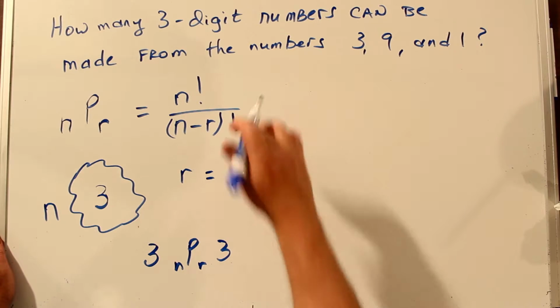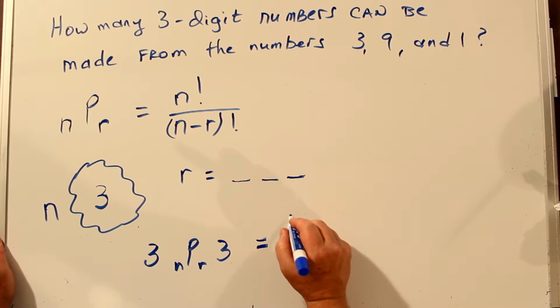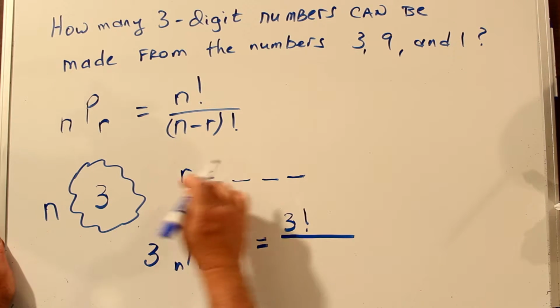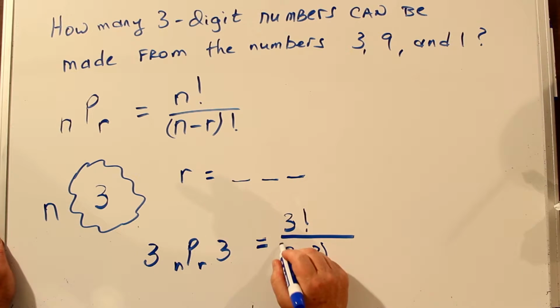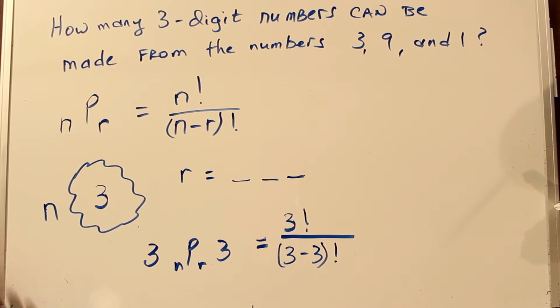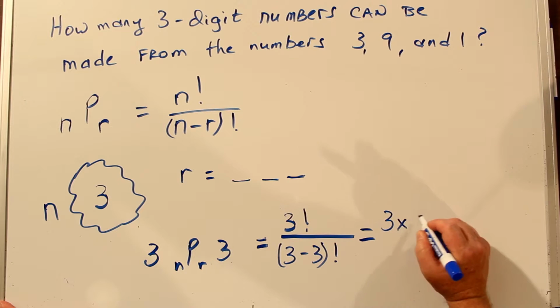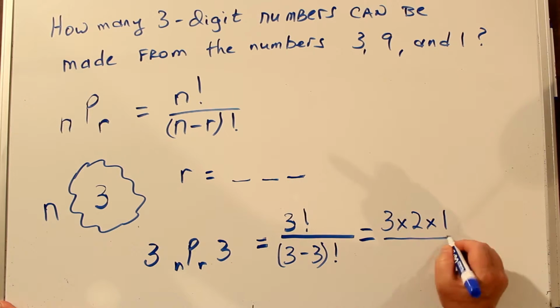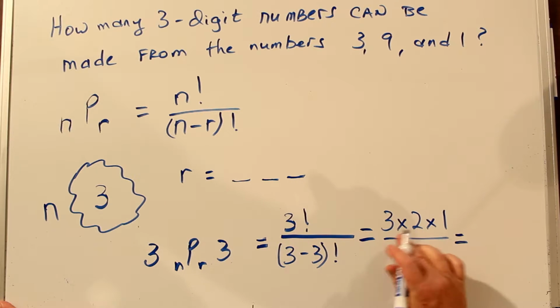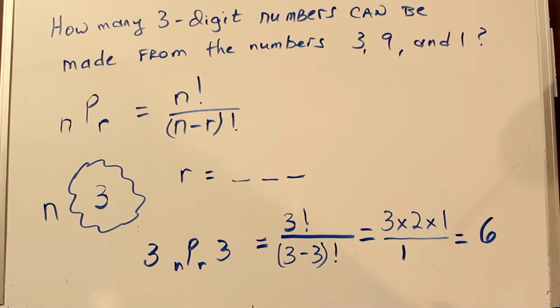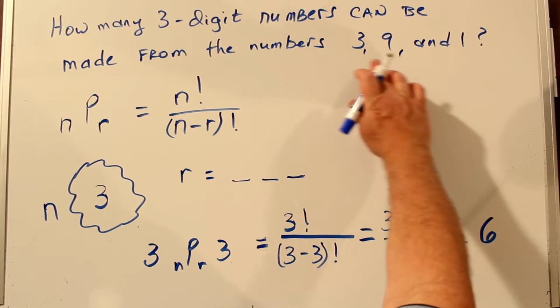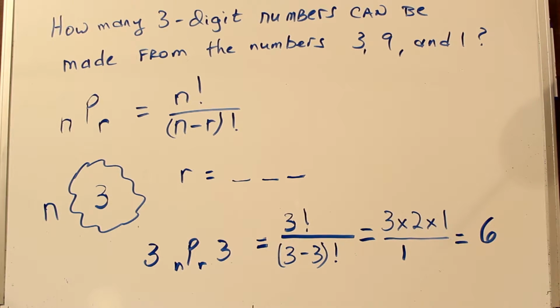n factorial over n minus r factorial. n is 3, so we have 3 factorial over 3 minus 3, because r is also 3, factorial. Now 3 minus 3 is 0, and you see 0 in the denominator, and you think that can't be done. But 0 factorial is not 0. 0 factorial is defined as 1. So what we actually have is 3 factorial, which is 3 times 2 times 1, over 0 factorial, which is 1. And 3 times 2 is 6 over 1. So we have 6 different numbers that we can make from the digits 3, 9, and 1.